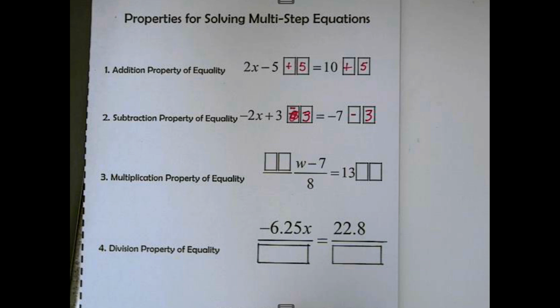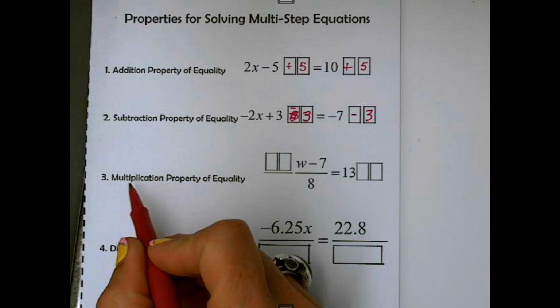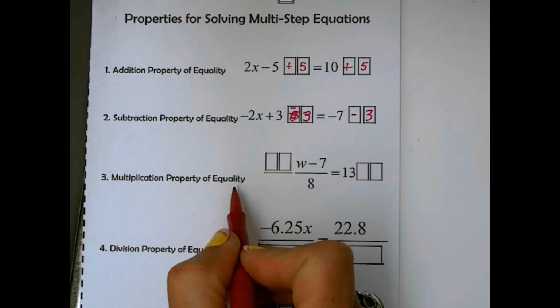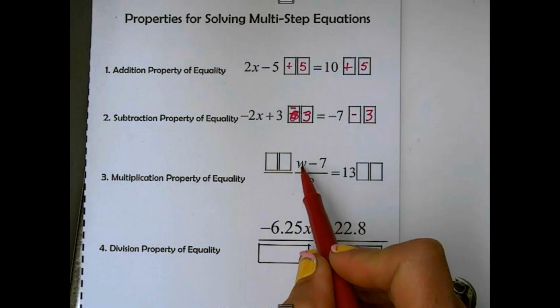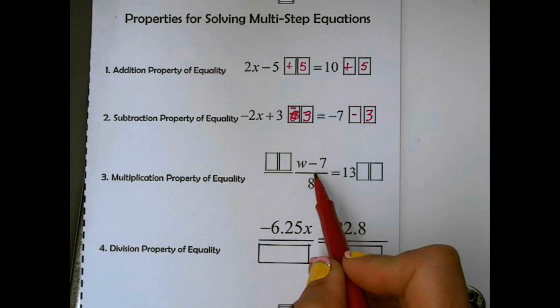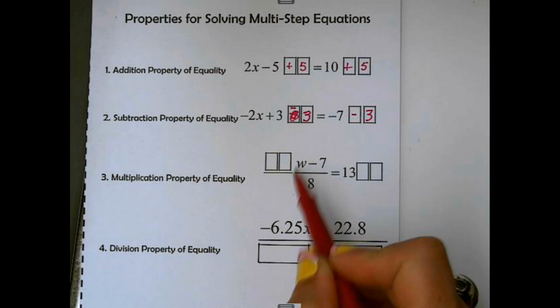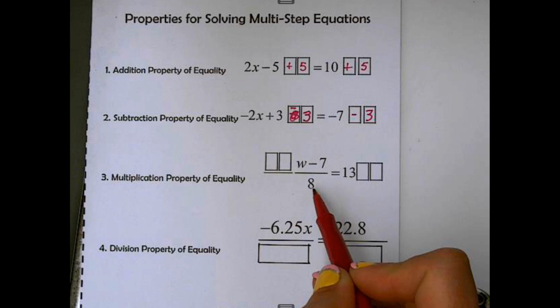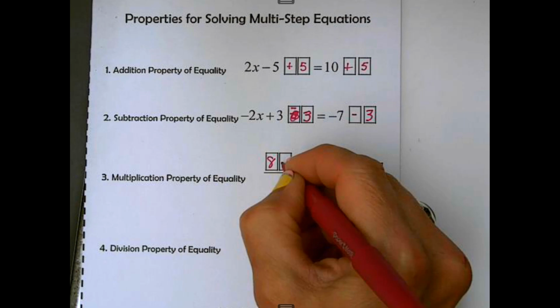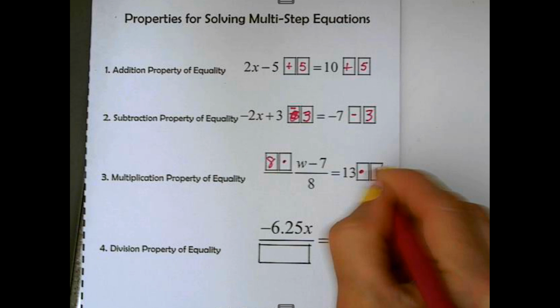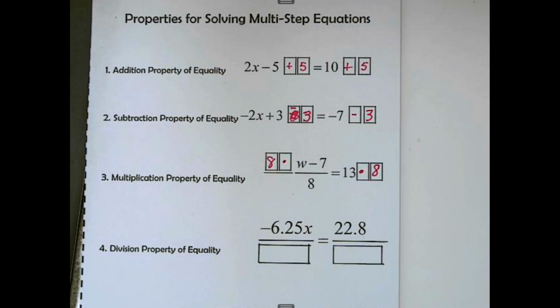Step number 3, multiplication property of equality. So here we have w minus 7 divided by 8. Remember, we're undoing this side. The last thing I said was divide by 8. So I am going to multiply both sides by 8. So again, if you see that in a line, you know that we're using this property.